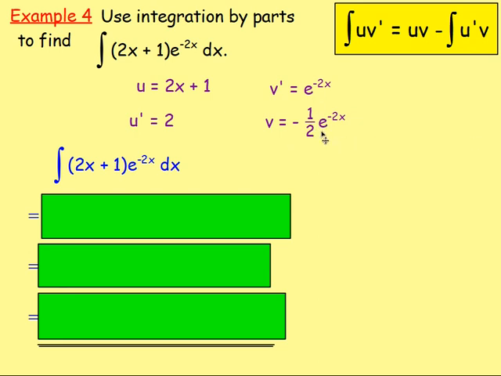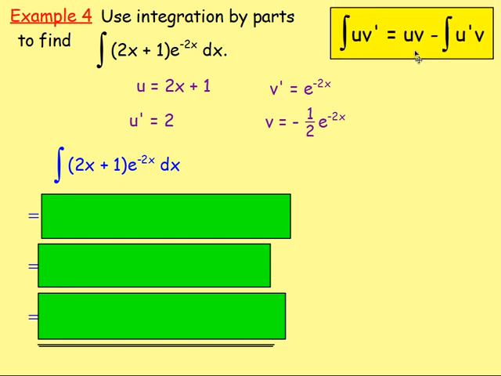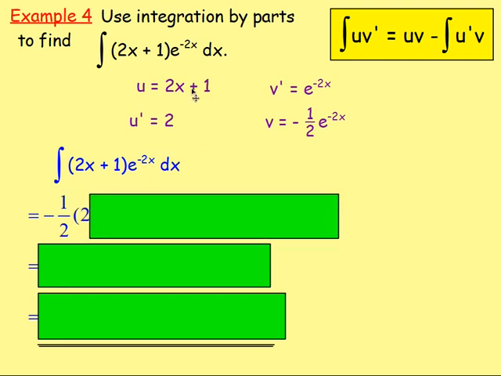Just moving that to the front, and we've got negative a half. Taking a half is the same as dividing by 2. From there, the integral will be uv minus the integral of u dash v. So you would have u times v. So I've got this negative half e to the power of negative 2x times this 2x plus 1.